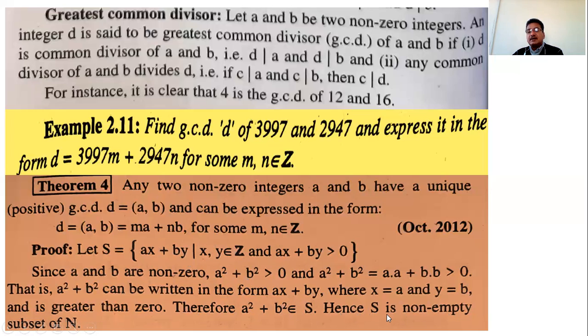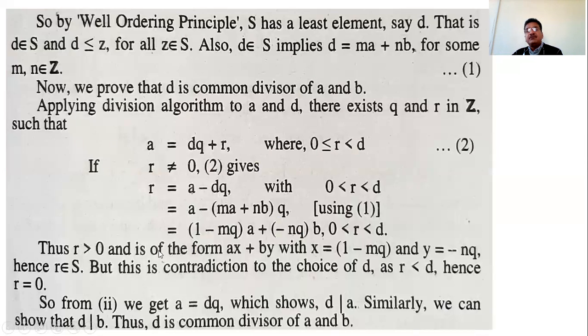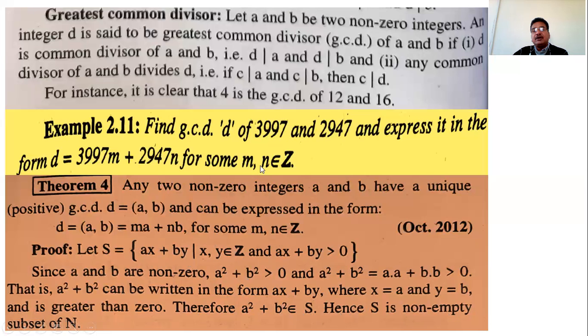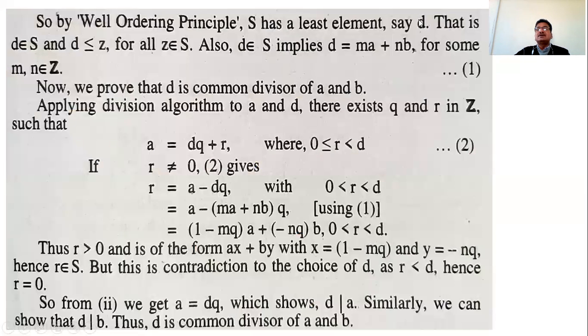And therefore the aggregate conclusion is what? S is a non-empty subset of N. Okay, and therefore by the well ordering principle, what is the well ordering principle? Every non-empty subset of N has a least element, and therefore by the well ordering principle, as S is a non-empty subset of N, S has a least element, and suppose that least element is D, say D.